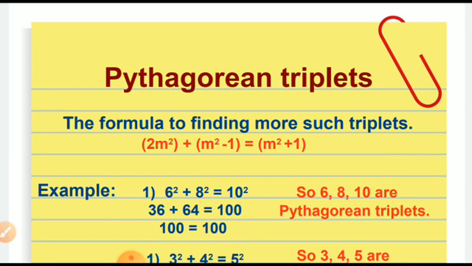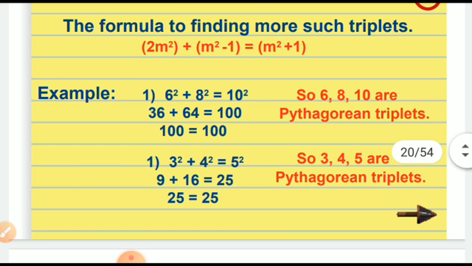2m, m square minus 1, and m square plus 1. Be careful students, this is one good formula to find the unknown sides of a right angle triangle. 6 square plus 8 square is equal to 10 square. 6 sixes are 36 plus 8 square is 64, and 10 square is 100 also. So both sides give the equation, and it is called a Pythagoras triplet: 3, 4, 5 and 6, 8, 10.